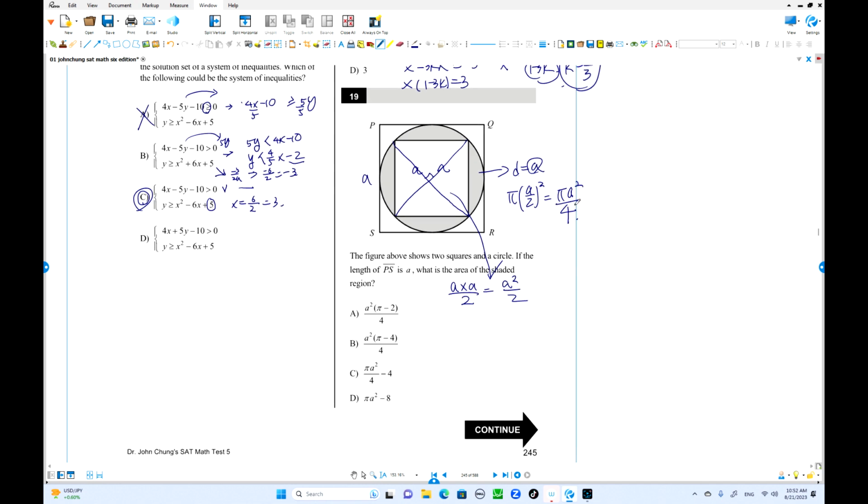Take this away from here. So pi A squared over 4 minus, I'm going to multiply by 2 over 2, 2A squared over 4, right? So we have the equivalent over 4. Simplify. A squared is common. Inside we have pi minus 2. So we have choice A as the answer.